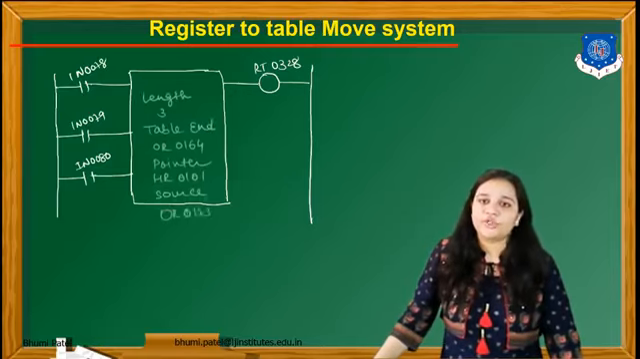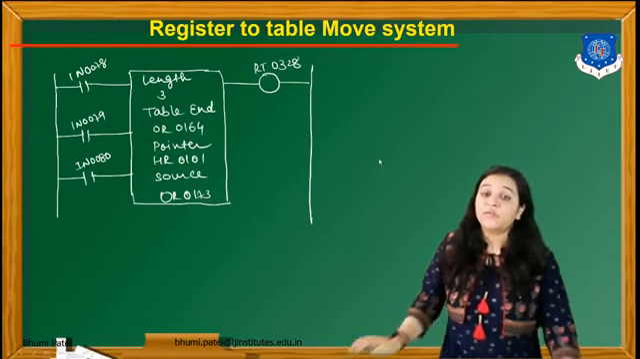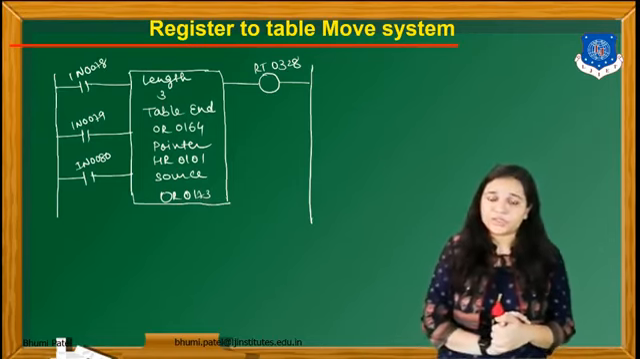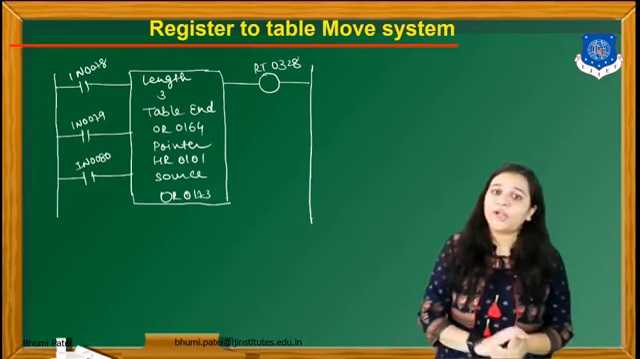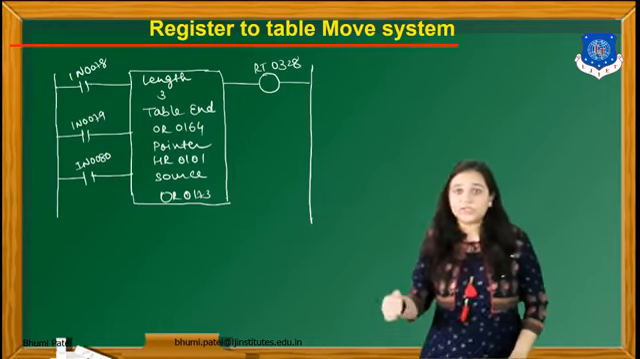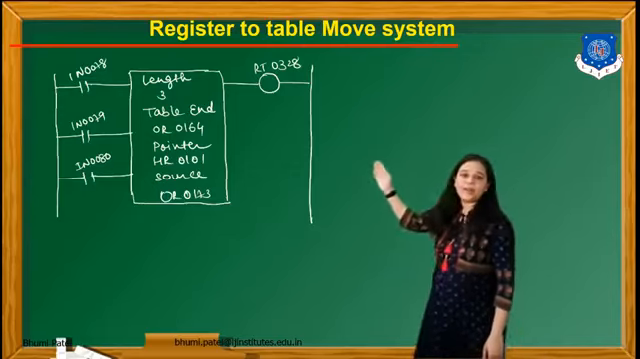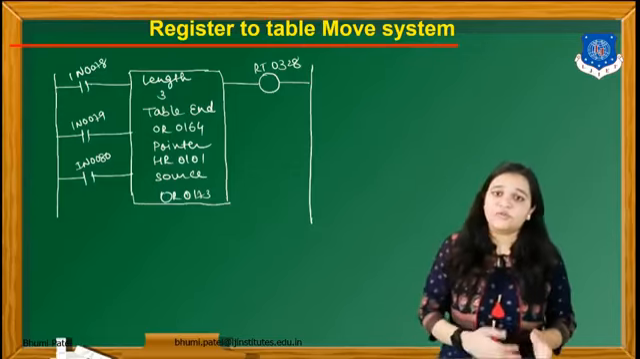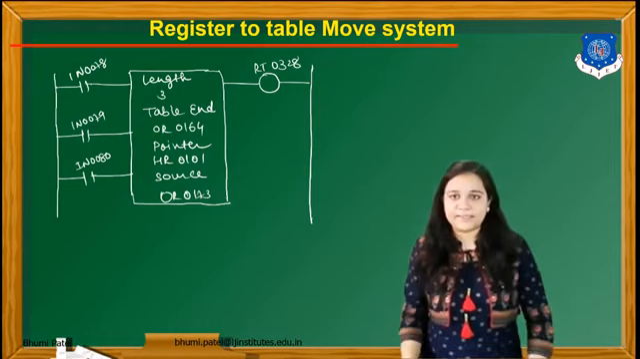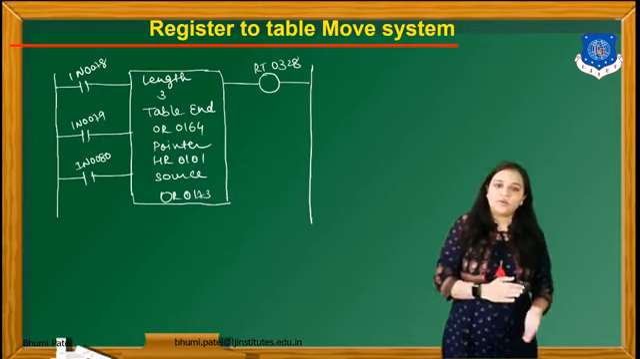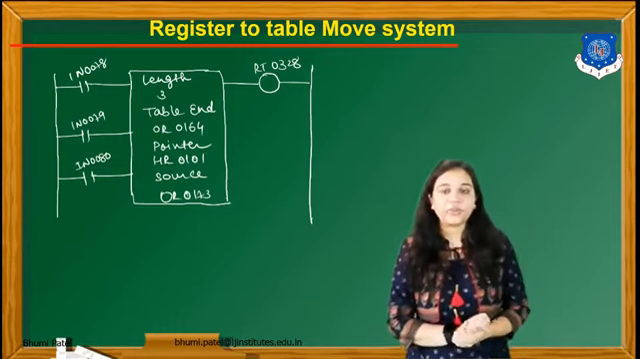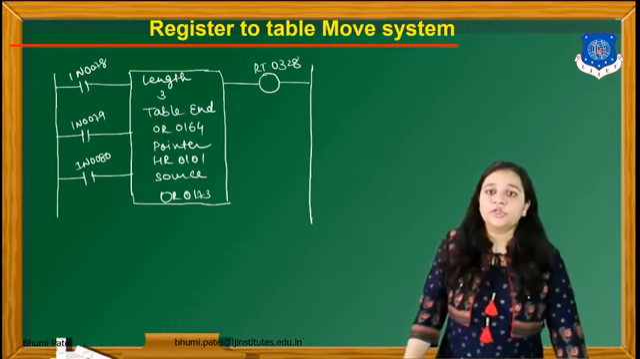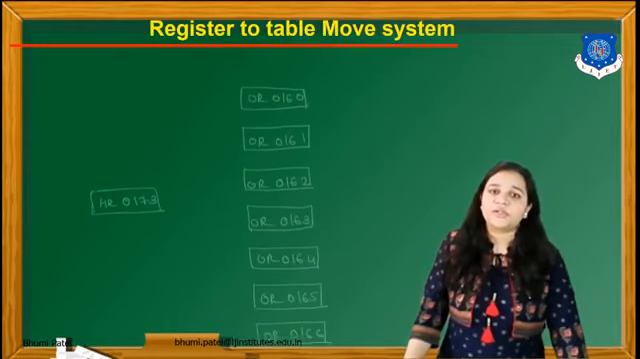Now what is the block format for the register to table? It is most important. First of all we have to write the length. In the table to register we wrote the end point of the table; here again we have to write the table end, at which point my table will end: OR0164, the pointer as it is, HR0101, and the source, that is OR0173.